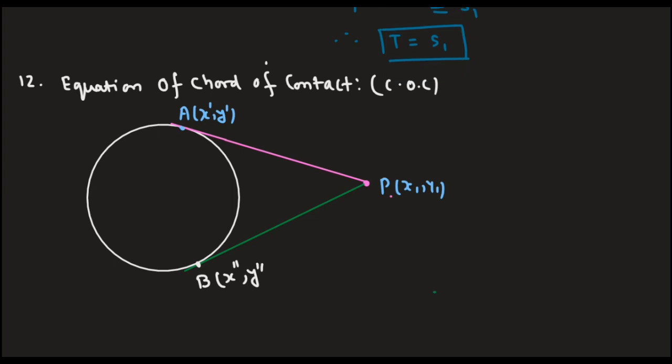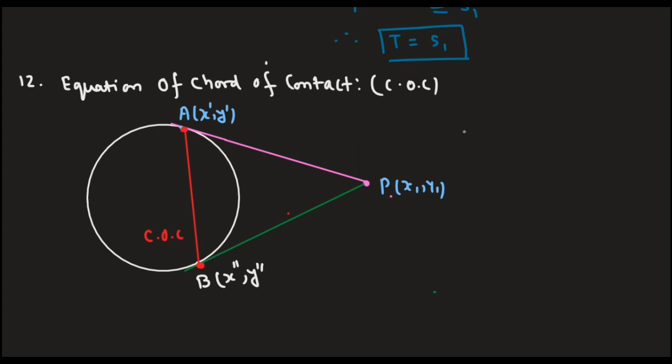Okay, this is known as chord of contact, COC. Is it clear? These are the points where the tangent touches the circle. So if we join these 2 points, we get the chord of the circle. This chord is known as the chord of contact. Now our target is to calculate the equation of this COC.